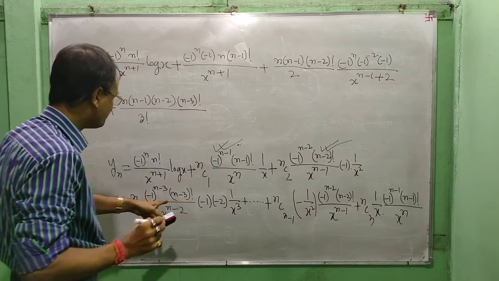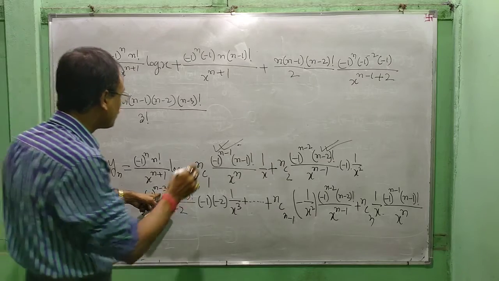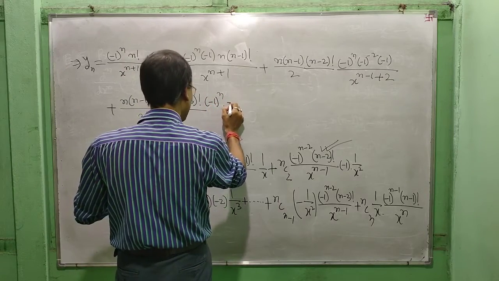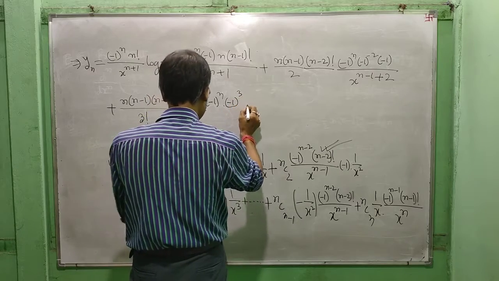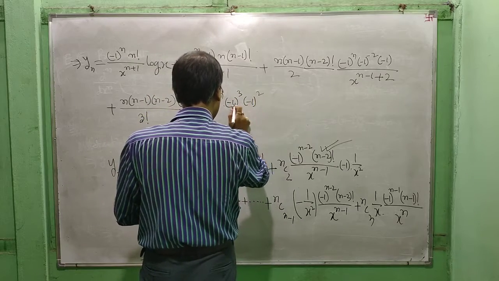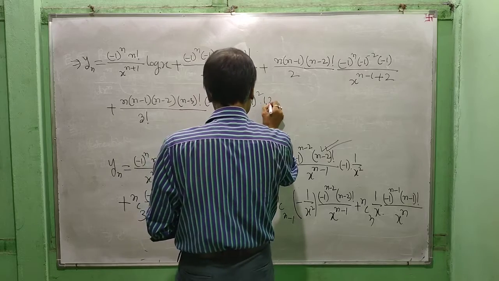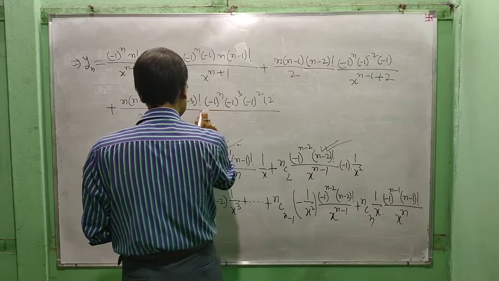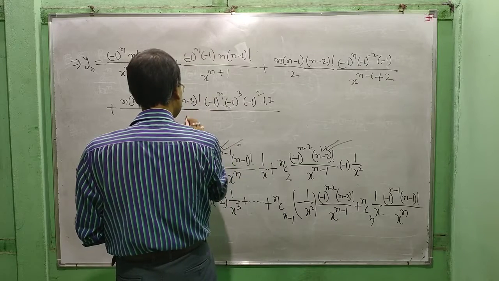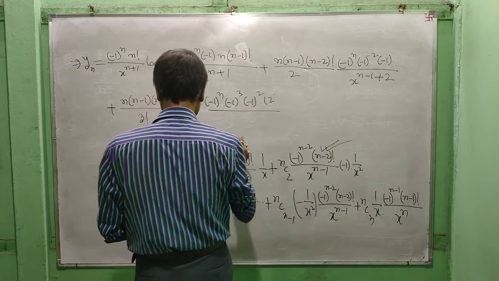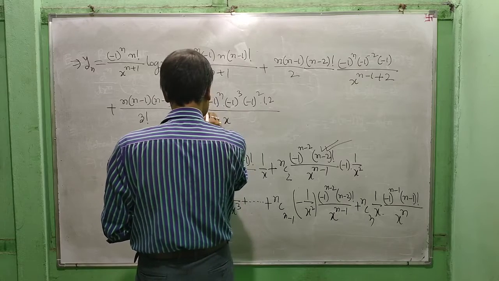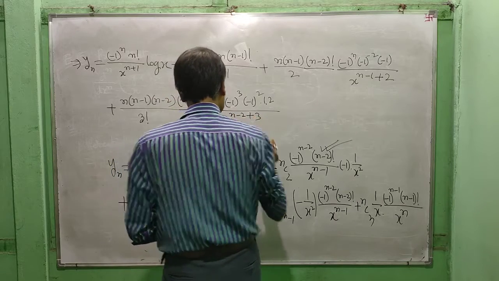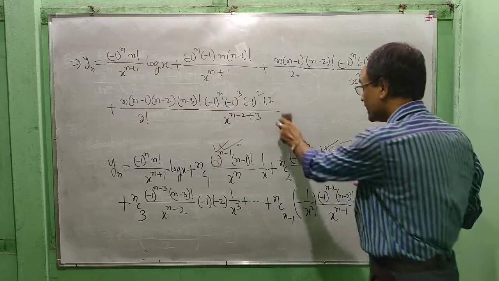I am writing this one. Here, minus 1 whole to the power n into minus 1 whole to the power 3 into minus 1 whole square into 1 into 2 divided by x to the power n minus 2 plus 3. You will get this one for this term.